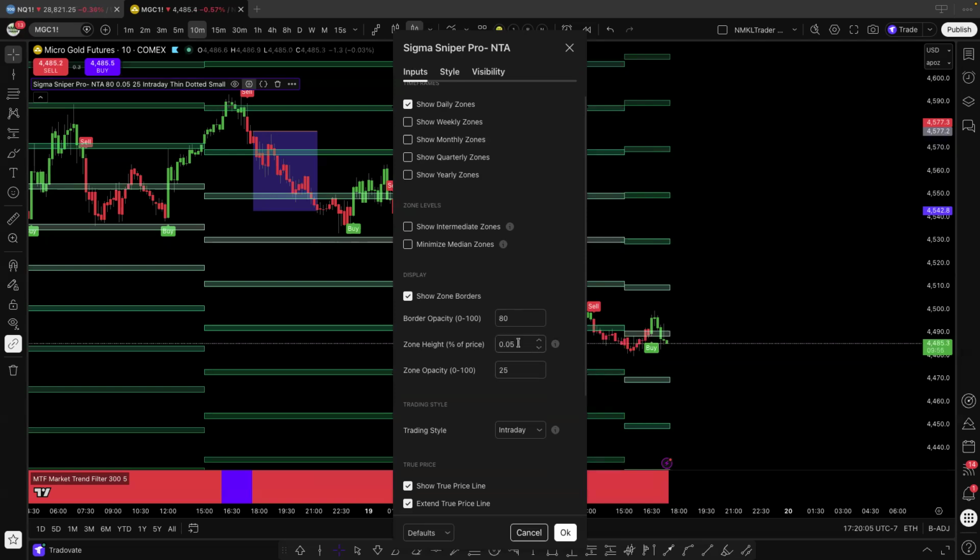But for the NQ, I use a 0.05. For micro gold, I use a 0.05. If you're trading, it just depends on what you want to use. I would pull up the instrument, open this indicator and see, are the zones too big for what the price level is? If it is, turn it down, bring it down to 0.05. The initial setting is 0.15. So just keep that in mind.